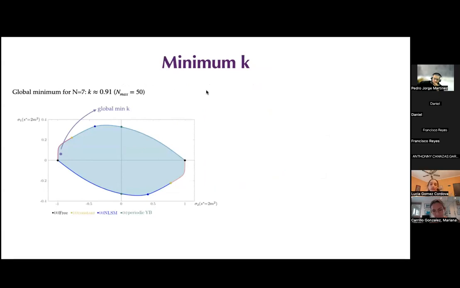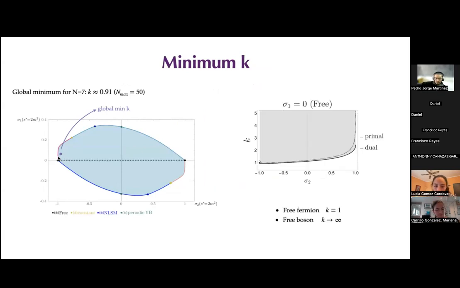Okay, now we'll show some plots for K. If you do the same for K, the central charge for the ion currents, you see that the global minimum is close to the free fermion. You can draw different sections. So for instance, this one between free fermion and free boson goes from K equals 1 to K equals infinity. For those of you that know about the bosons in 2D, this would be the non-compact boson. So it's fine.